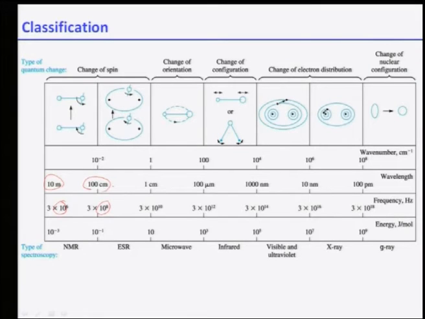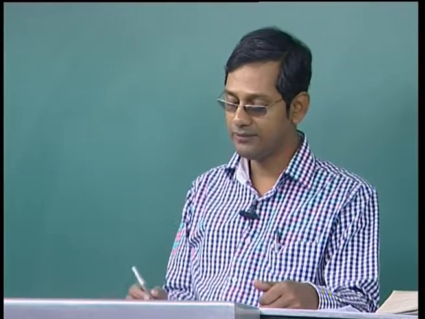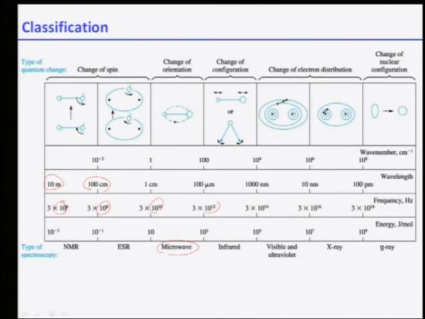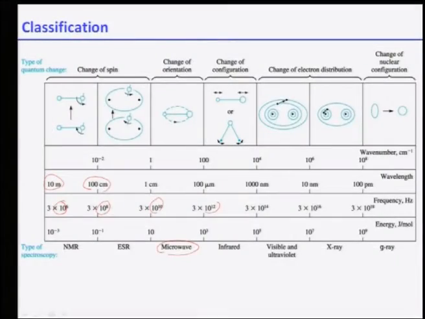On the other hand, if the energy levels are increased a little, with frequency from 10 to the power 10 to 10 to the power 12 hertz, that obviously corresponds to an energy increase, that is, if we go to the microwave region, then we have change of orientation or configuration of the molecule. Infrared can also lead to change of configuration of the molecule. And in the visible and ultraviolet region, you have change of electronic distributions, or transitions between the different electronic states, which can be inclusive of rotations.